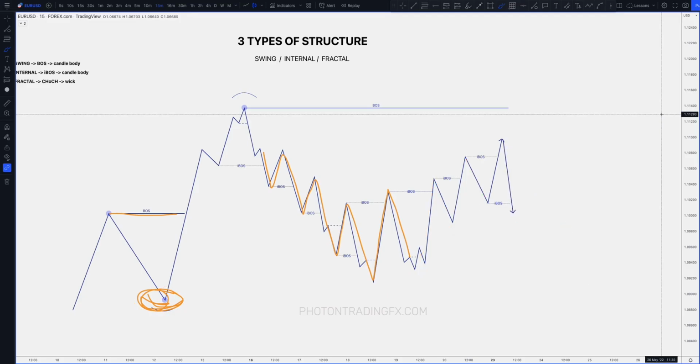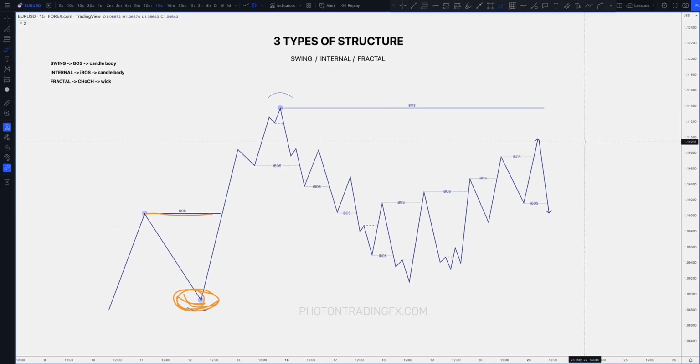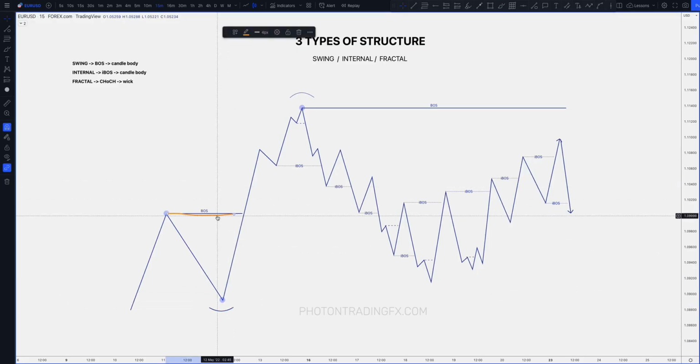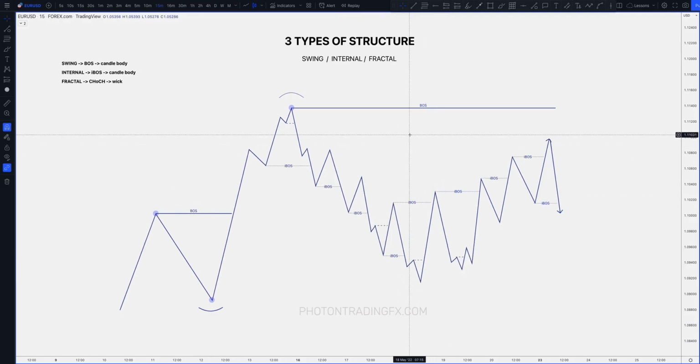So I'm hoping I've explained that as clear as I possibly can. Obviously, watch this as many times as you need to and ask any relevant questions that you have in the Discord or in the comment section below. And what we'll do is we'll run through some chart examples to really drive this home.